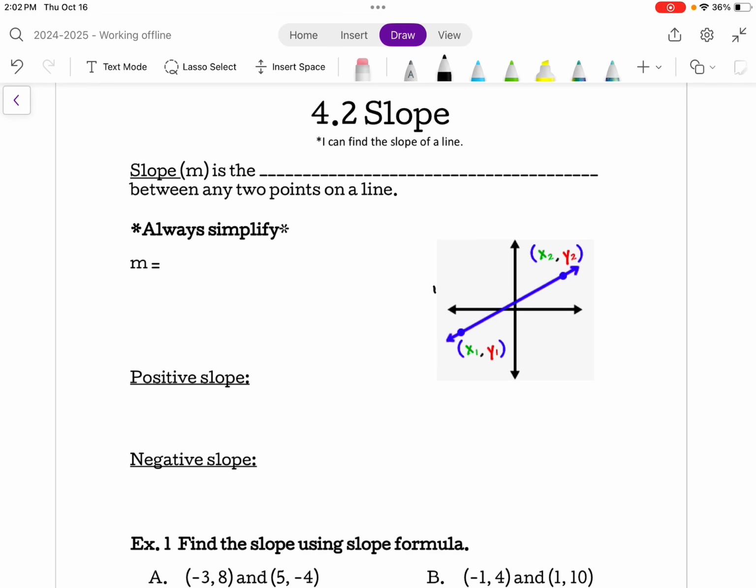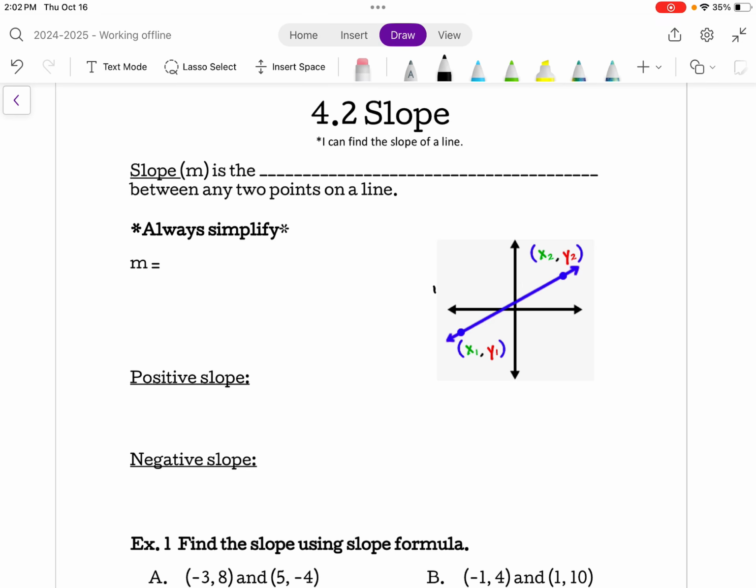All right, we're on to lesson 4.2, slope. I can find the slope of a line. This is a really long set of notes, so I am going to break this lesson into two different videos. So the first video is going to be the first part, and then once we get to parallel and perpendicular lines, I will start a new video. So look for 4.2 day 1 and then 4.2 day 2.